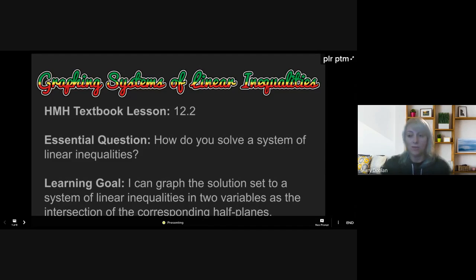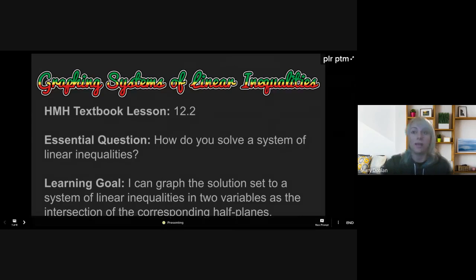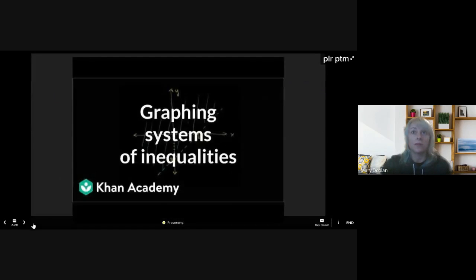All right, and so we've seen that before. When you graph a single linear inequality, you do get a half plane that shows up. And so we're going to look at two half planes because we'll have two inequalities and see where they intersect. So I'm going to start by showing you a video.